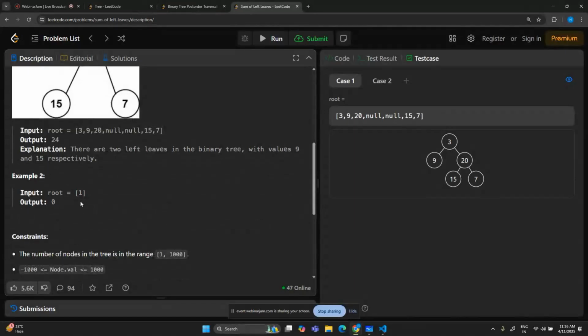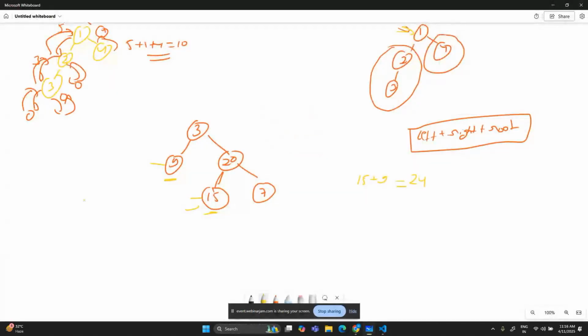In example number 2, we have only a single element like 1, the node itself. Do we have any left tree? No. So what is the answer we are getting? We are getting 0.